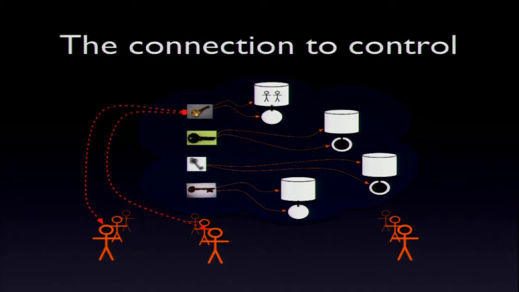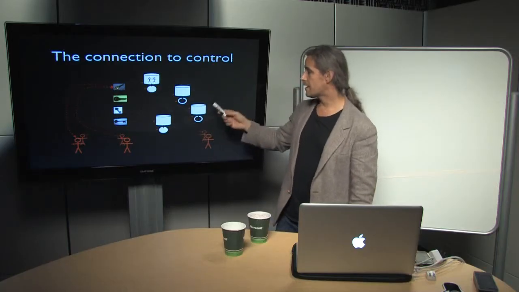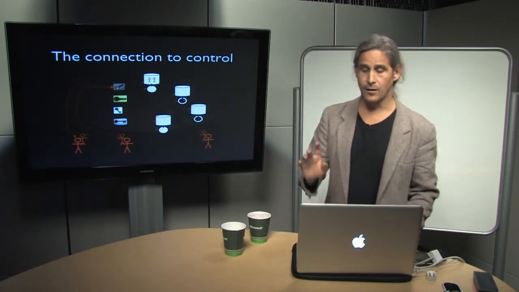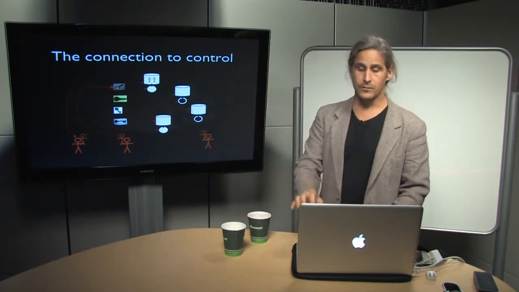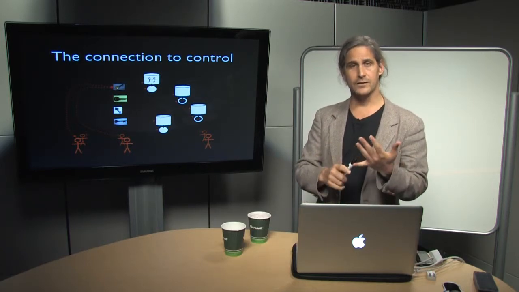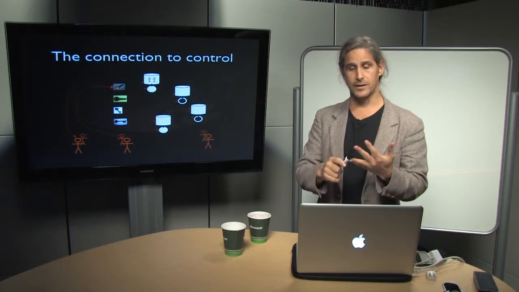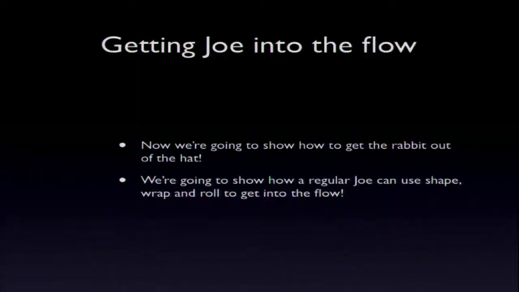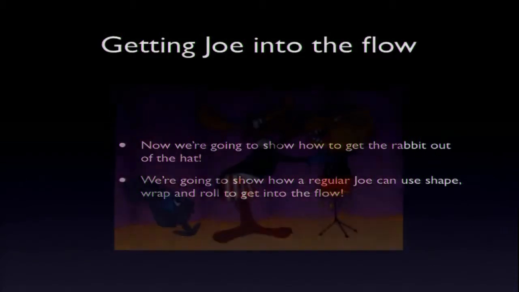Okay, so what we did was we sort of imagined a key value database up in the sky. We sort of thought about computations that were in various stages that were accessing the key values, and we talked a little bit about how that structure can be utilized to both give us transactional semantics and data structure semantics if we're careful about the way we arrange the flow. So what we're going to show is how to get the rabbit out of the hat, which means how a regular Joe can use shape, wrap, and roll to get into the flow.